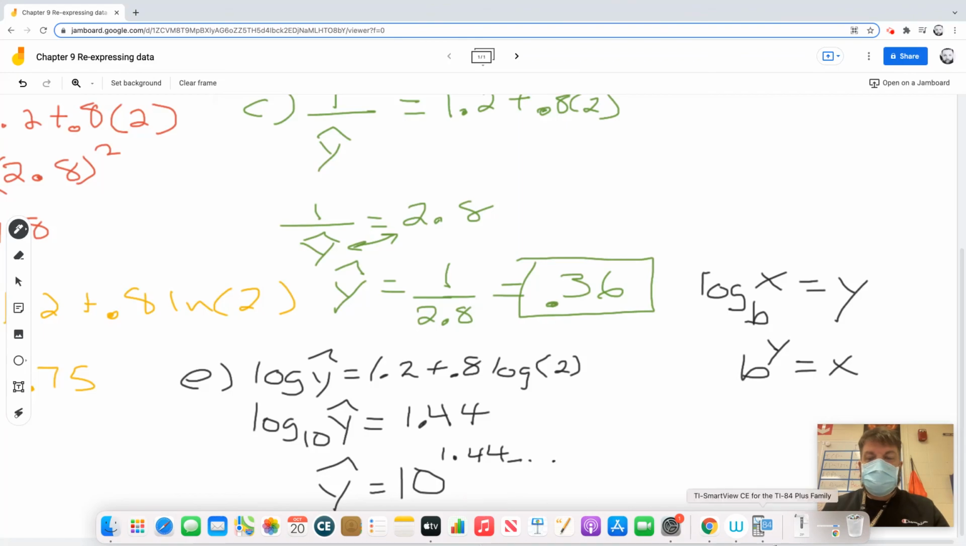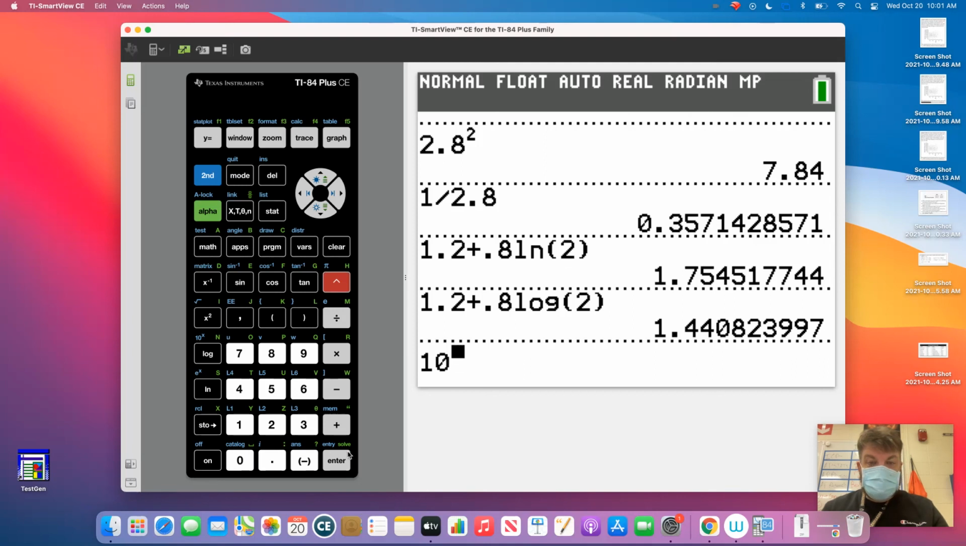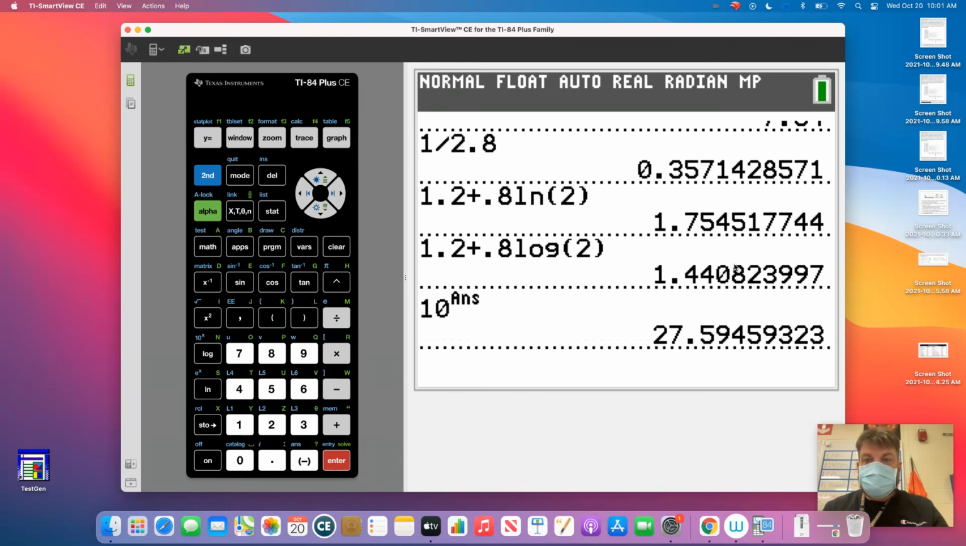So I'm just going to go into my calculator, and I'm going to say 10 raised to the, now here's a little trick. I want to take this number and put it in here. It was an answer, so I'm going to hit second and see where it says ANS here. Boom. And that just pulls this answer in here, and I get 27.59 roughly.